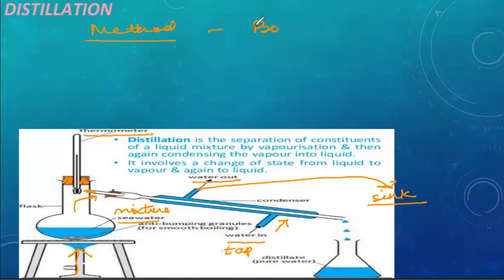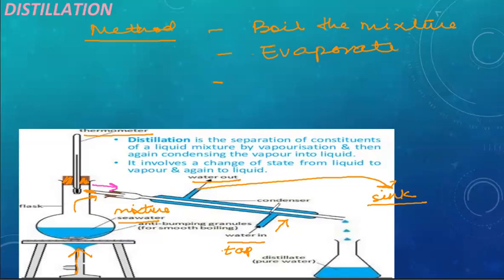Number one, we are going to boil the mixture. When we boil the mixture, one of the components whose boiling point is low will start to evaporate. Okay, it will evaporate and come into vapor form. So the second step is the evaporation of the component whose boiling point is low. Then the vapors are going to rise up, and there is only one outlet, so the vapors will be forced to move through this arm into the condenser.